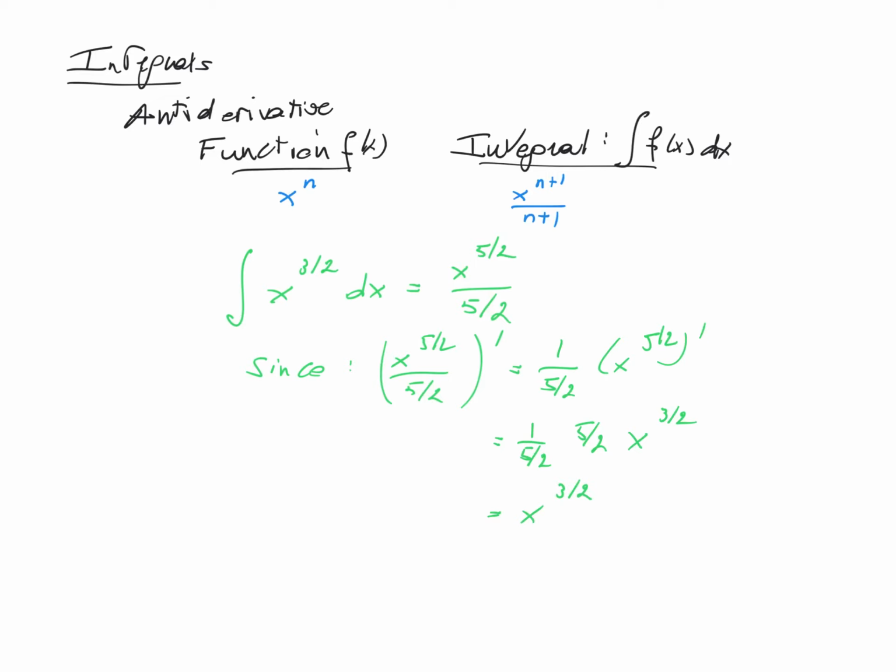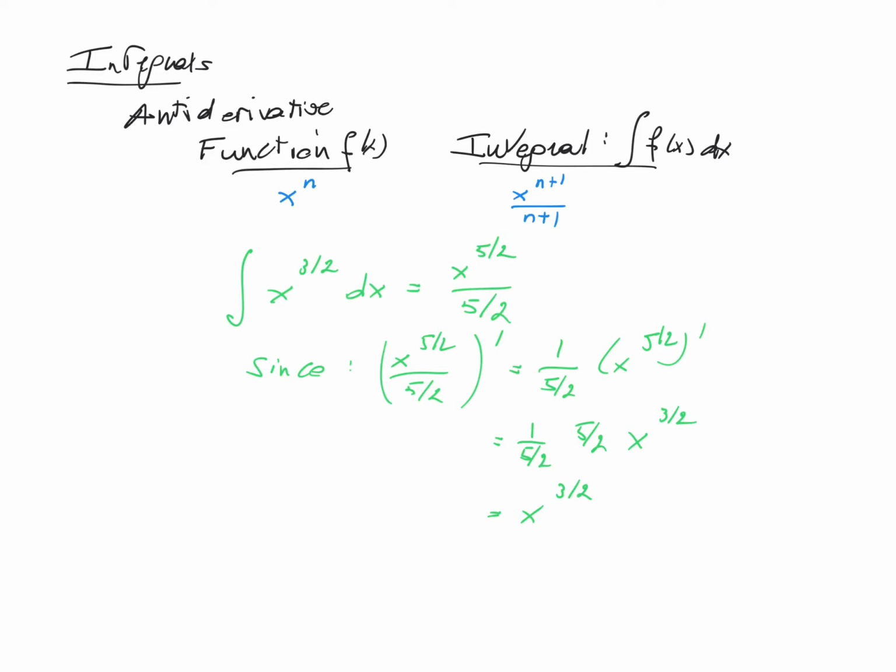So the formula holds because we defined an integral as being the inverse of a derivative. So when we take the derivative of my integral, I find back my original function x to the power 3 over 2. However, an integral is not unique. Why is it not unique? Because we know that the derivative of a constant is equal to 0.